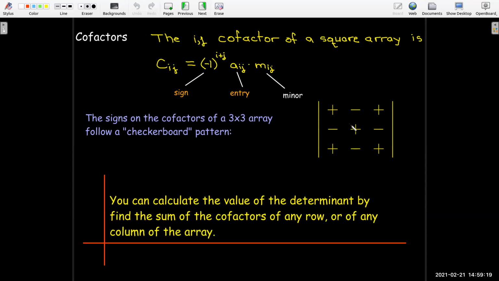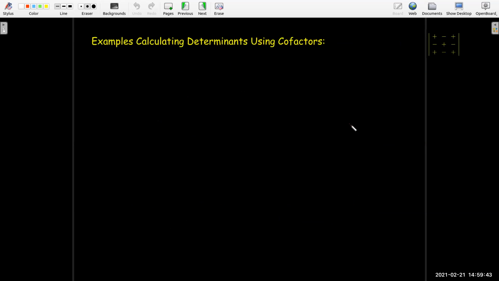What is all this going to help us with? Well, the cofactors are a way that we can calculate the value of a determinant of any size, but we're only going to do 3 by 3s. And we just find the sum of the cofactors of any row or of any column, and that will give us the value of the determinant. So I put up here as a reminder our checkerboard pattern.